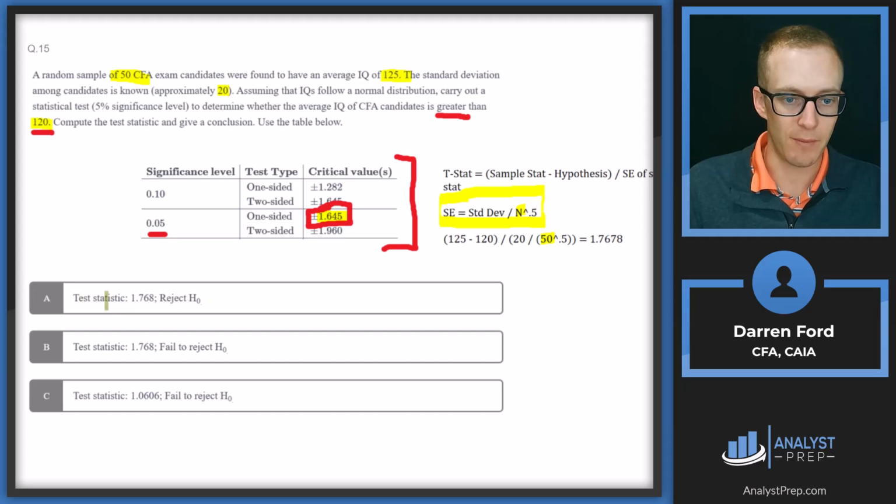So we've got two parts here. We've got test statistic 1.768. That's good. And then we have reject null or fail to reject null. Because we're greater than that critical value, we're going to go with A, reject the null.